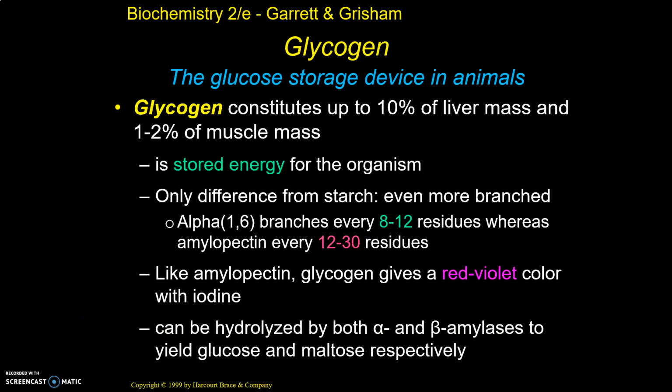All right, we're back. Now we're going to talk about the glucose storage device in animals. Starch is how plants can store glucose. Glycogen is how animals, or we, can store glucose, right? Glycogen makes up 10% of our liver mass and a small amount of our muscle mass. It's how we store energy. It looks very similar in shape to starch, except it's even more branched.